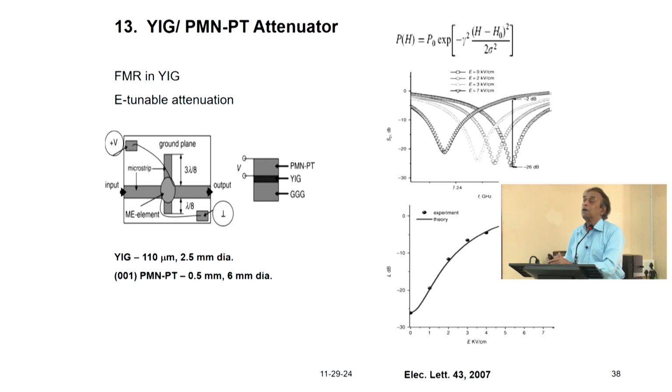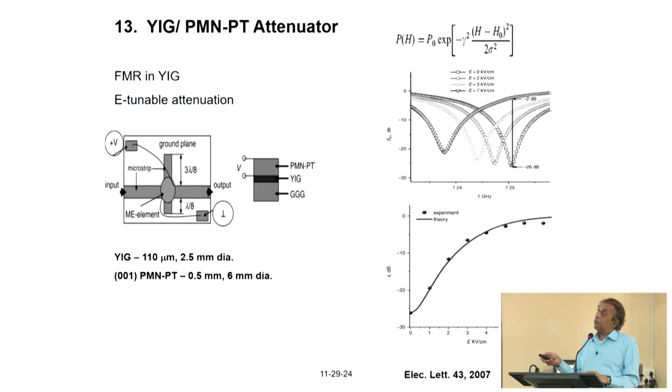And attenuators are used if the incoming power is too high and you do not want to expose the circuit elements to such high power, because they can just literally burn them up. So, attenuators are used to decrease the incoming power in a device, and that can be done with YIG, PMN and PT, and that will give you the ability to control the attenuation. These are based on ferromagnetic resonance in YIG. By applying an electric field, you can tune the ferromagnetic resonance, and that way you can tune the attenuation.